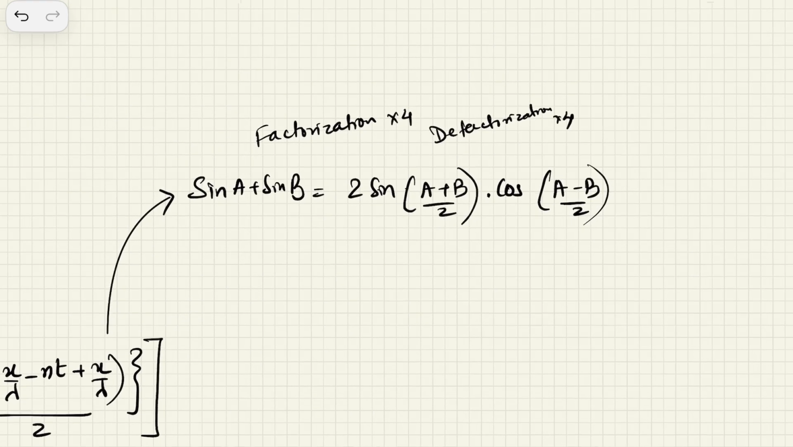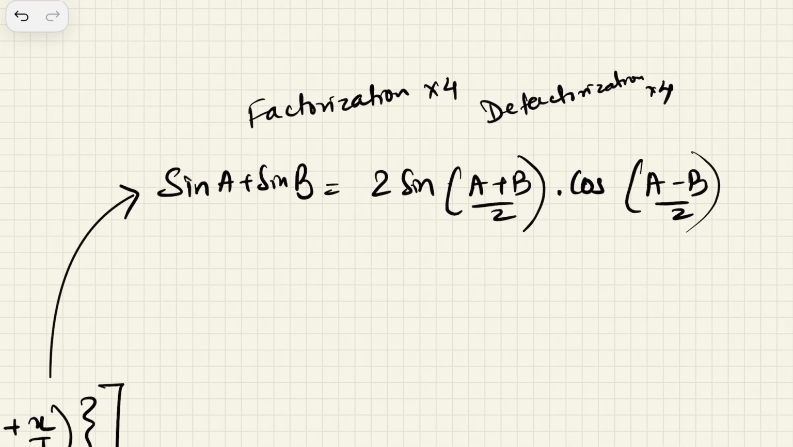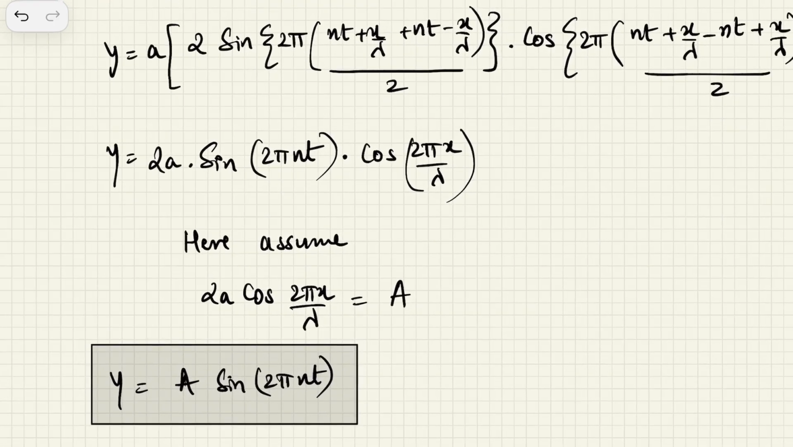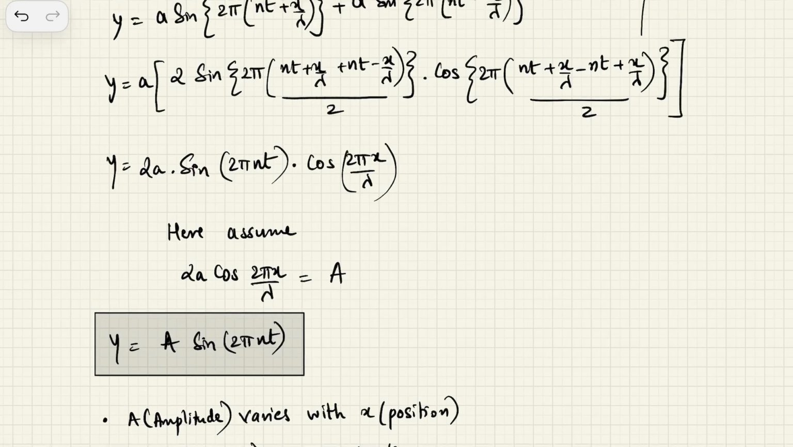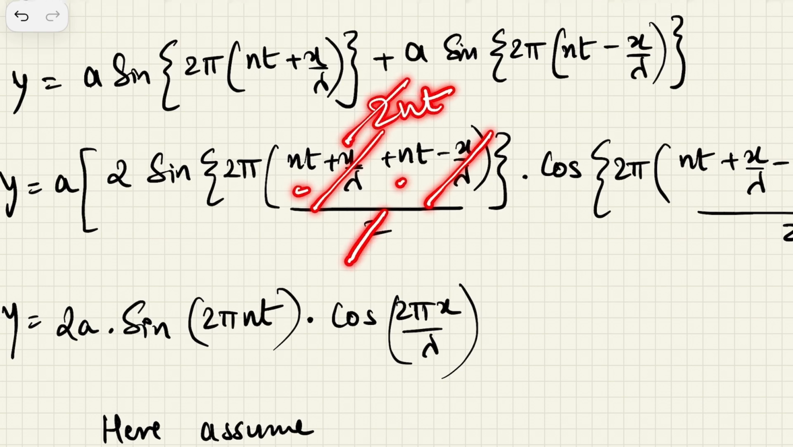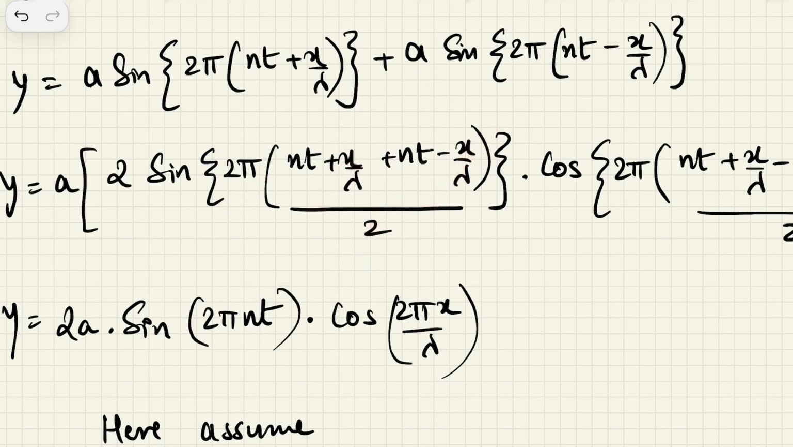Now I'll come back to the logic behind remembering all these formulas for factorization and defactorization. Let's see. Now, because there is a multiplication here, there is no point in putting this bracket, so I have removed that bracket. 2 into a is nothing but 2a. Sine is as it is. Now plus x by lambda and minus x by lambda get cancelled, and I get nt plus nt, that is 2nt, and this 2 and this 2 will also get cancelled. What remains is only nt and this 2 pi, so I have 2 pi nt into cos of.